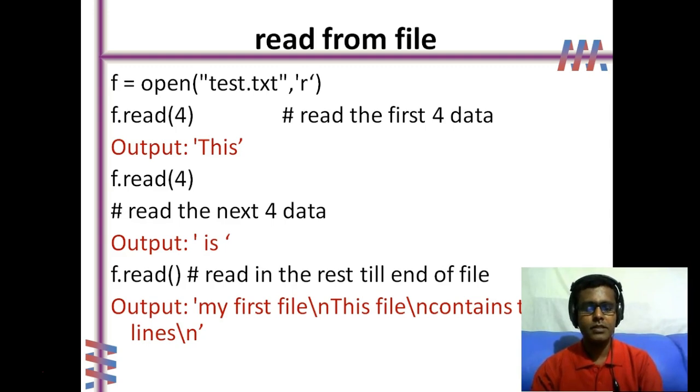In the next statement I am giving f.read without any number of characters. This function will read the data in the file from the current position till the end of the file. So my output is my first file, then \n, this file \n, contains 3 lines \n. So from the current position it will read the entire contents till the end of the file.